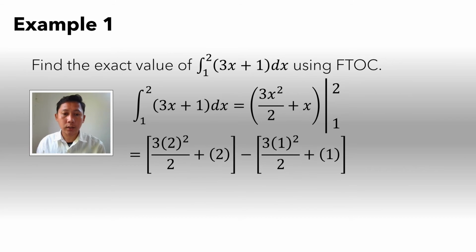Okay, so moving on, let's simplify our solution. So we have 8 minus 5 halves. This is 2 squared is 4, times 3 is 12, divided by 2 is 6, plus 2, that is 8. Then 1 squared times 3 is 3, divided by 2, plus 1 will give us 5 halves. So simplifying, we have 11 over 2. That is 2 times 8 is 16, minus 5 is 11, divided by 2.